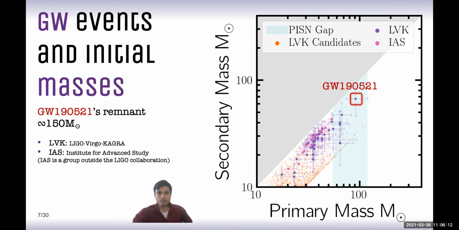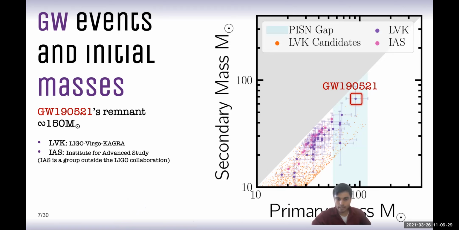Firstly, you can notice that there are also these small, tiny green and orange dots. These are candidate events. These were candidates, but they weren't really considered true events because they weren't loud enough. But even from this plot, you can see that GW190521 has the highest component masses from the various other events that we've seen.